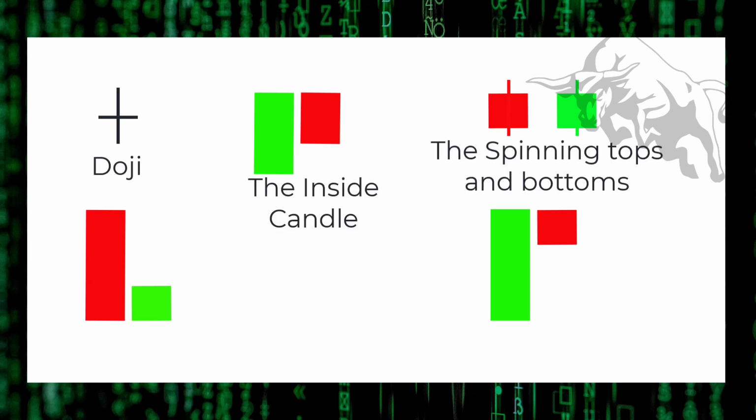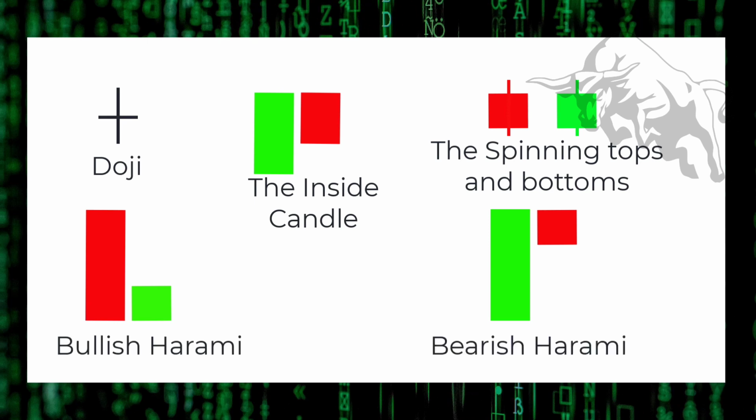And we have weak patterns, such as the doji, the inside candle, and spinning tops and bottoms candlesticks, along with the bullish and bearish harami, which I will go through later in this video. All these patterns have been marked as weak from my 20 years of trading experience, simply because they form once the price slows down after hitting a support or a resistance level.